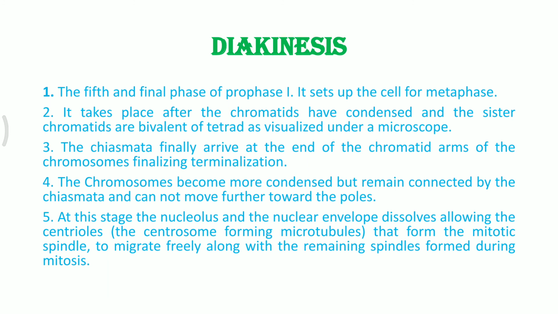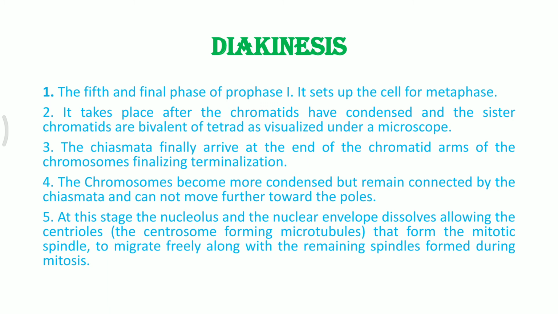The chiasmata finally arrives at the end of the chromatid arms, and the chromosome finalizes terminalization. When I'm talking about all these stages, it is very difficult to distinguish each of them, from where one stage starts and another stage has been completed. It has to be understood in a very basic way: when one stage is on the verge of completion, the next stage has already started.